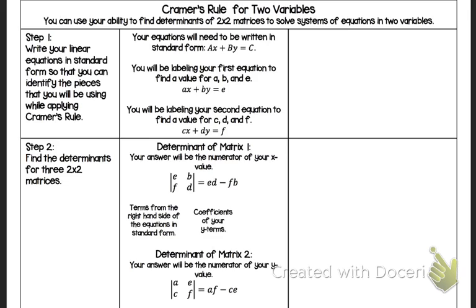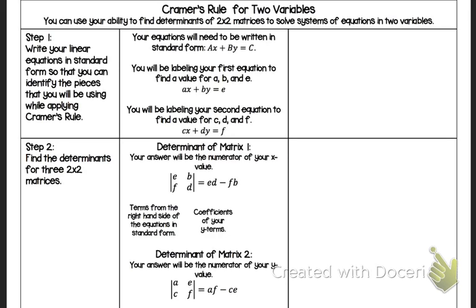Okay, this video might be kind of long because there's a lot of steps to these, but I'm going to try to hurry through these. Okay, so we have Cramer's rule for two variables. This says you can use your ability to find determinants of 2 by 2 matrices to solve systems of equations in two variables. So step 1, it says write your linear equations in standard form.